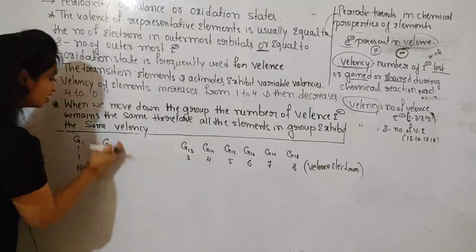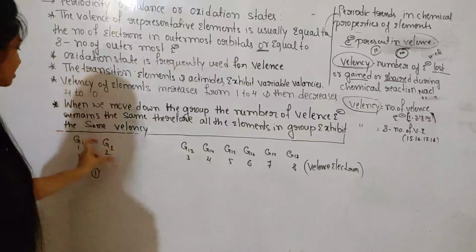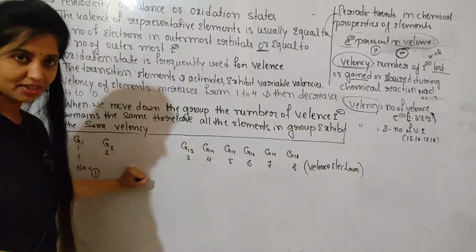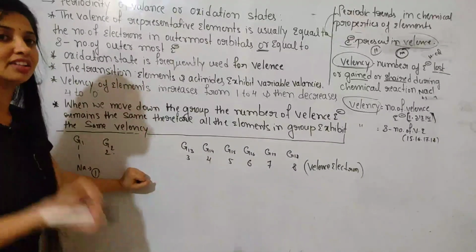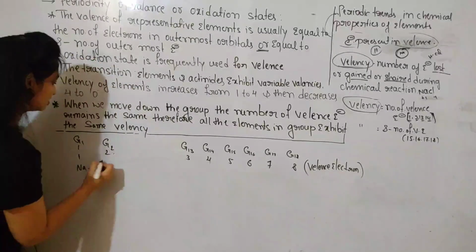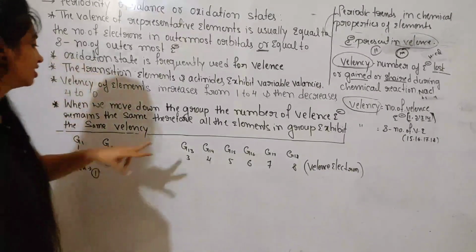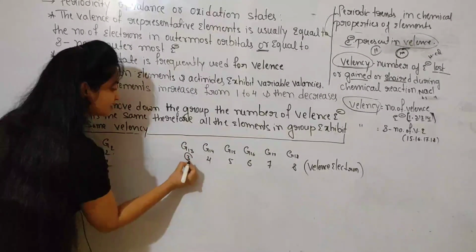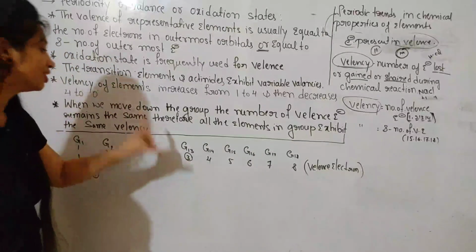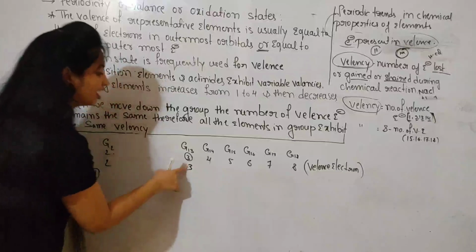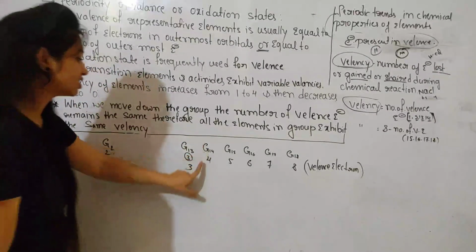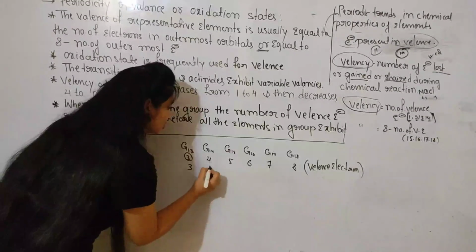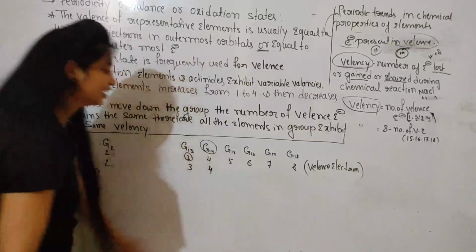And next, in group 2 elements, the second group, we have 2 electrons in their outermost shell. So the number of electrons, or the valency, of second group elements is 2. And in group 13, the number of electrons present in the outermost shell is 3. So the valency is also 3. And like this, in group 14 also we have 4 electrons in their outermost shell. So we have valency 4 for group 14 elements.